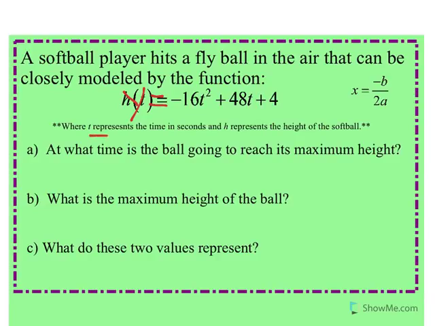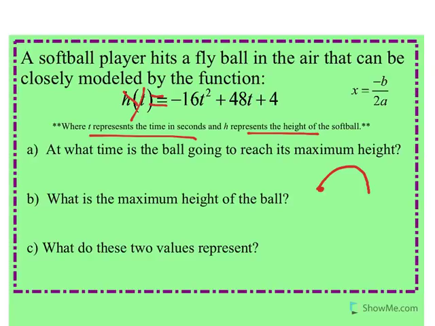T represents the time in seconds. H represents the height of the softball. The question says, at what time is the ball going to reach its maximum height? Now think for a moment. When the ball is thrown by the pitcher, we should be able to visualize that it goes up and then it eventually does come down. So if I'm asking for the maximum height of the ball, what point on the parabola is that?